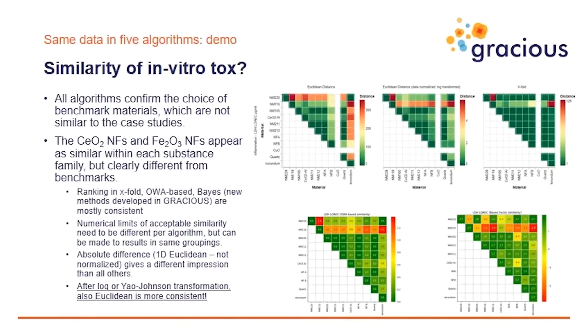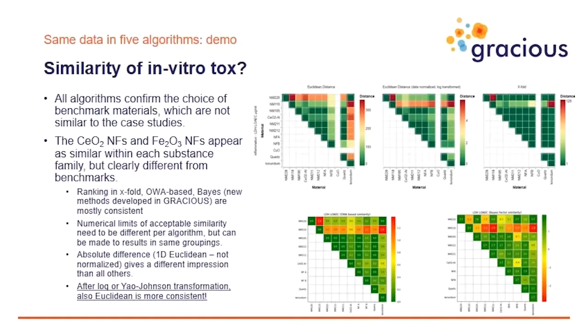Here, an example of similarity of in vitro toxicity is demonstrated using 5 different methods: Euclidean distance with log transformed data, X-fold, rsync, OWA-based similarity, and Bayesian factor similarity. The latter two are new methods developed by Gracious partners. They will be described in methodology manuscripts which are currently under preparation.